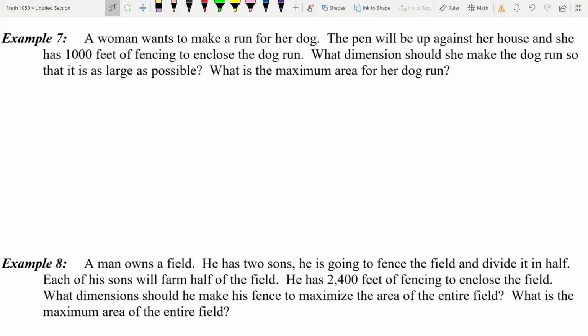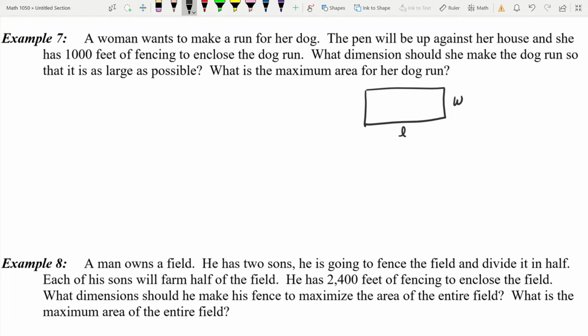A woman wants to make a run for her dog. The pen is up against her house. She has 1,000 feet of fencing. What dimension should she make the run so it's as large as possible? Okay, everybody stick with me. Draw your rectangle. Here's your L. Here's your W.